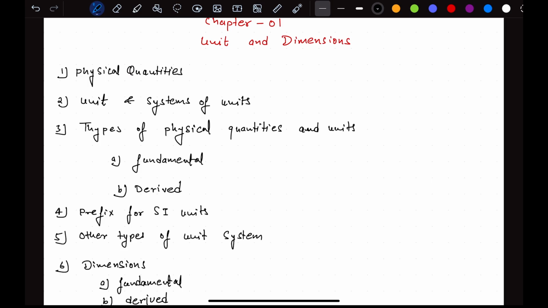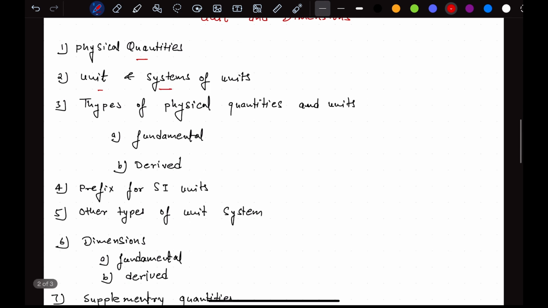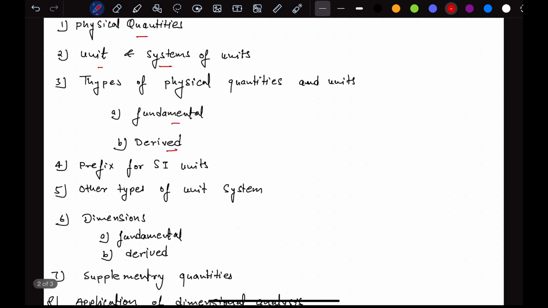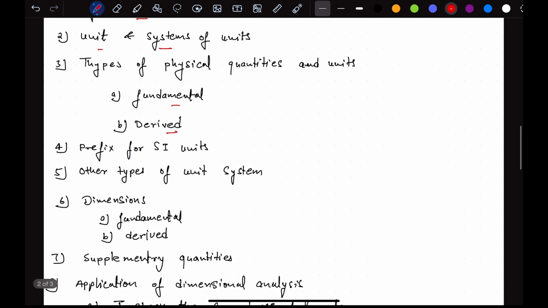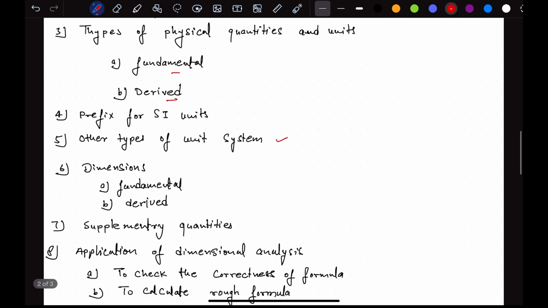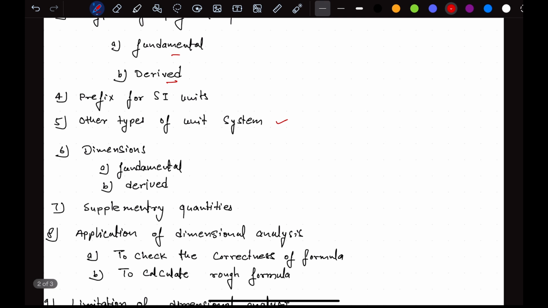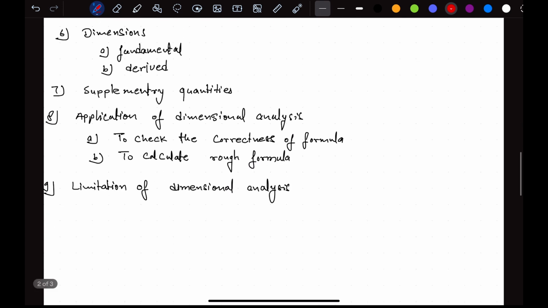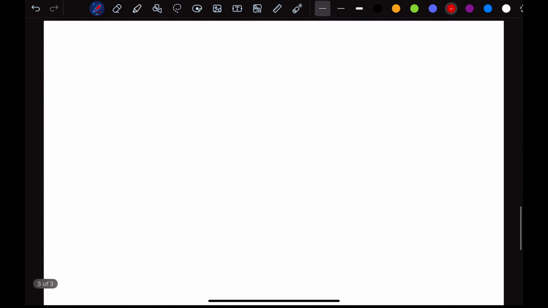So here is the content of the first chapter, the physical quantities. We are going to discuss the physical quantities, unit, systems of units, and the types of physical quantities, fundamental and derived. Of course, we will be discussing the supplementary quantities as well. Prefixes for the SI units, and then other types of unit systems, then dimensions, fundamental and derived quantities, dimensions, supplementary quantities, and application of dimensional analysis, and the limitations of the dimensional analysis, right?